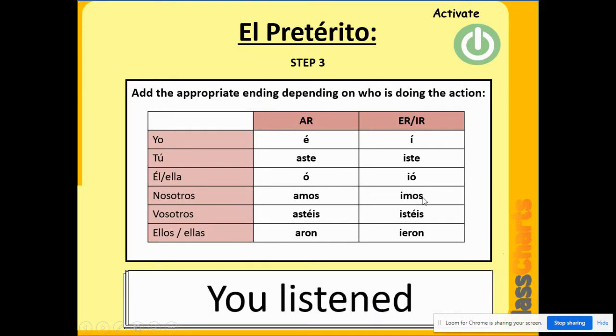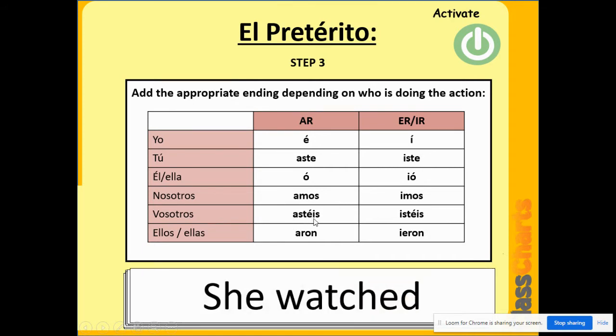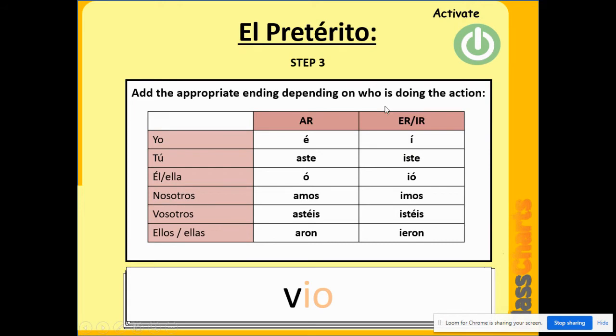Okay. You listened. So escuchar, and you have to do it in the you singular. We'll use aste. Okay. Sorry, astes. I didn't realize we were doing the plural. Okay. So the plural is this one, astes in here. Right. Next one. She watched. Again, the verb is ver. Vio. Okay, we're using this one.